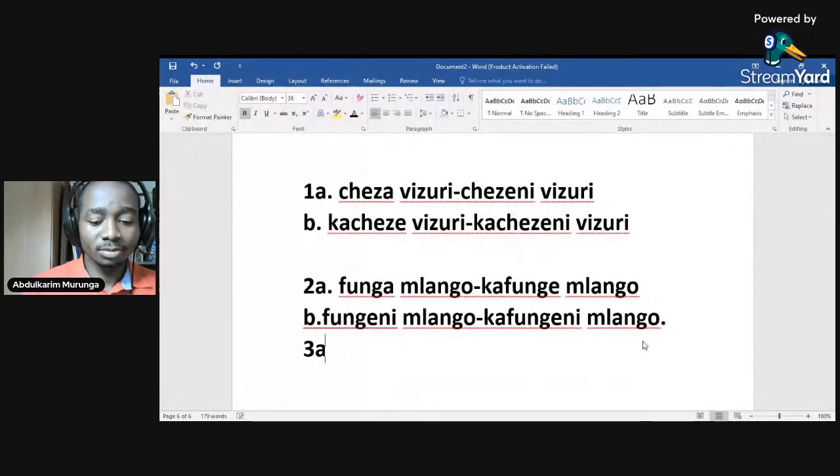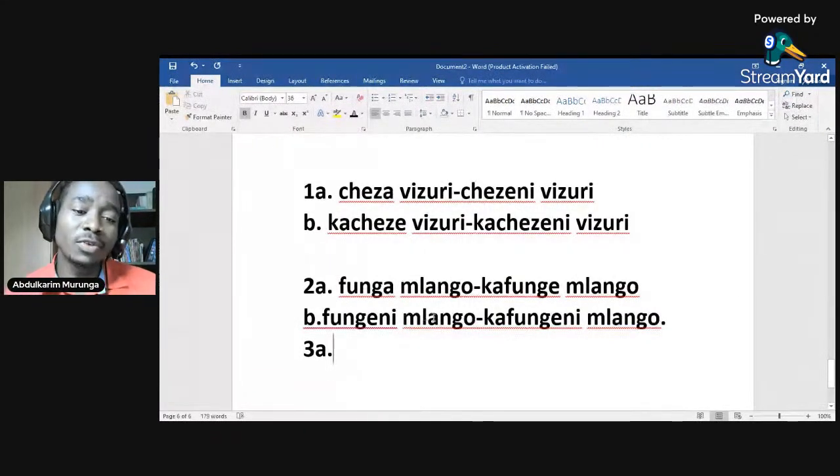Okay, let's change this one. This is just another way of saying fungeni mlango. You are telling many people. Instead of telling them fungeni mlango, you can also tell them kafungeni mlango.